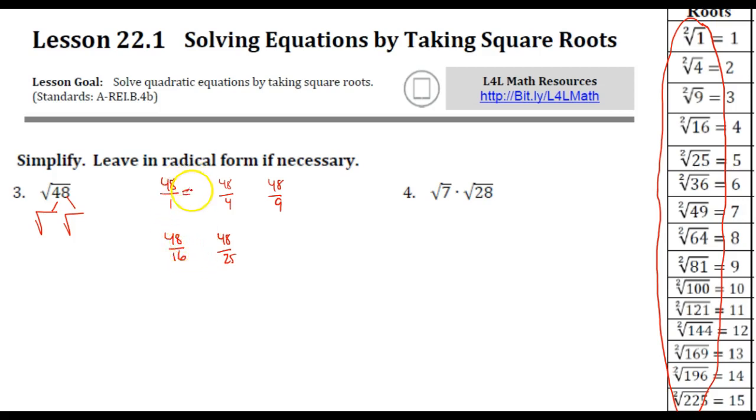So 48 divided by 1 would be 48, so that doesn't really give me anything. 48 divided by 4 would be 12, so this might be a winner. 48 divided by 9, on the other hand, would get me a decimal, so I'm probably not going to use this one. 48 divided by 16, though, gets me a 3. And 48 divided by 25, yet another decimal, so no, I'm not going to use that one. Out of these two, it looks like 16 is the bigger number, so I'm going to try 16 and 3. And from my list, I can see that the square root of 16 is 4.